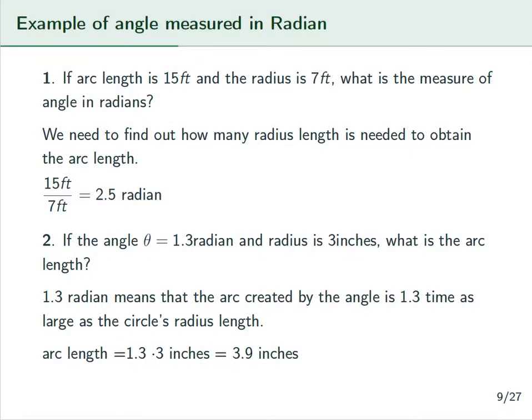So the angle is a varying quantity, and using radians, we can think of it as increasing the radius length, and that creates an angle, right? And we measure that angle using the radius length of a circle.